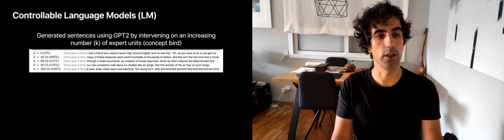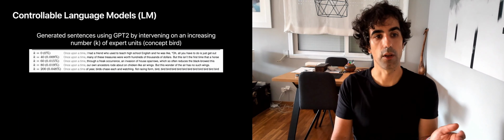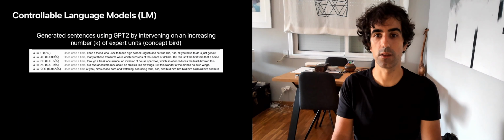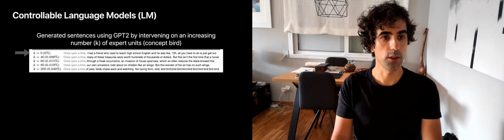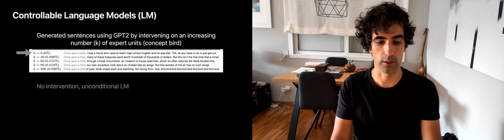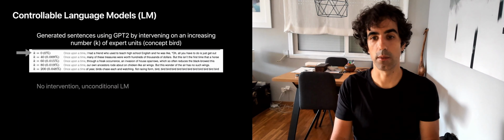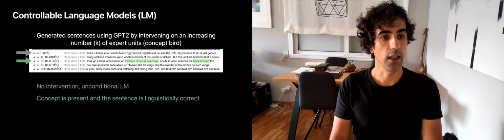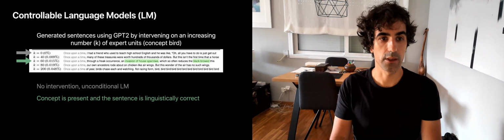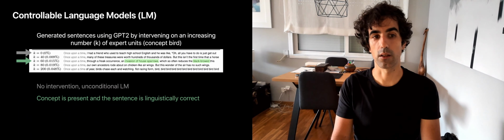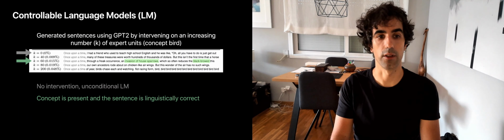In this example, we're intervening upon an increasing number of expert units, and the concept we're inducing is the concept bird. We see that when we don't intervene on any concept, we are in an unconditional language model framework, and the concept is not there in general. It will be there with the prior probability in the dataset. However, if we induce only 60 experts, which is a tiny fraction of the number of units in GPT-2, we already observe the concept being present very often.